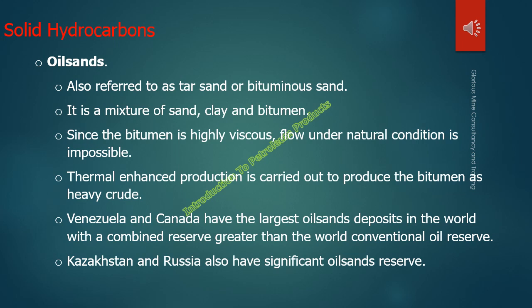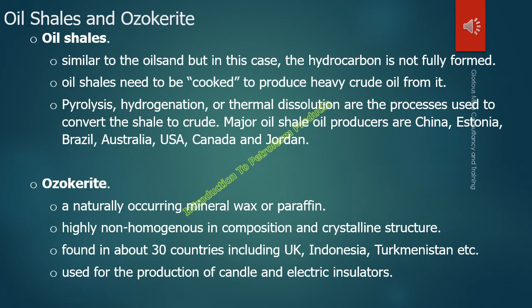Venezuela and Canada have the largest oil sands deposits in the world with a combined reserve greater than the world conventional oil reserve. Kazakhstan and Russia also have significant oil sands reserves. 2. Oil shales. This is similar to the oil sand, but in this case, the hydrocarbon is not fully formed. It exists in the form of kerogen, an intermediate between organic material and crude oil.